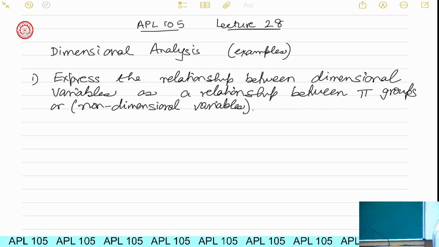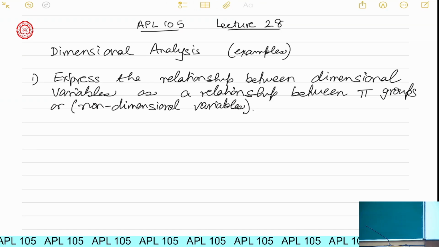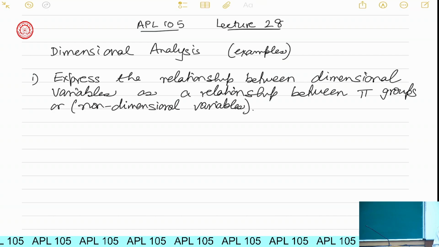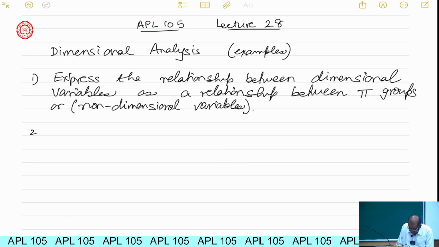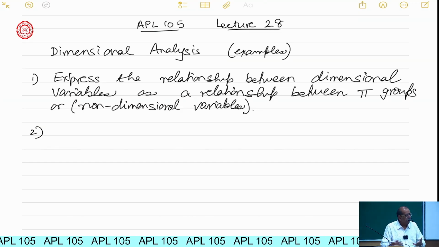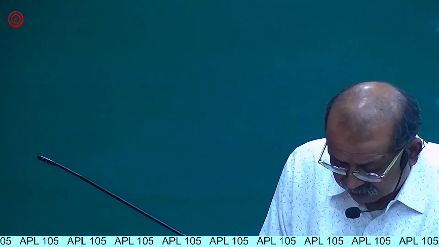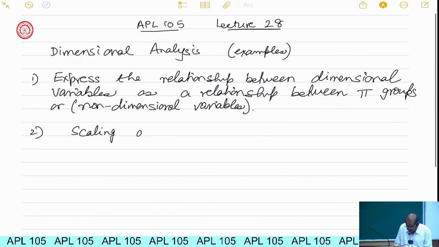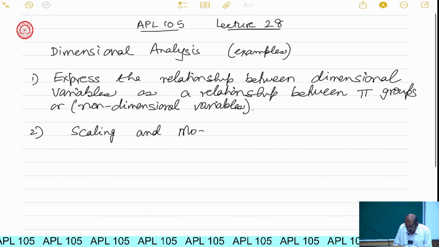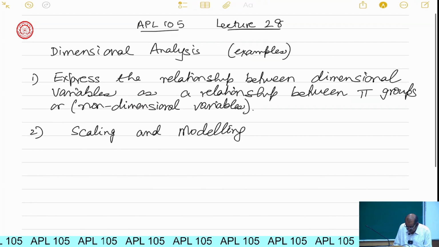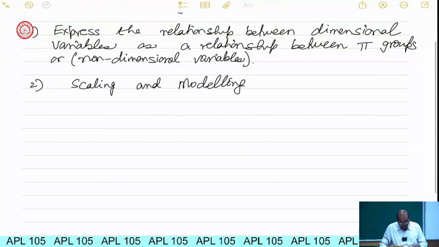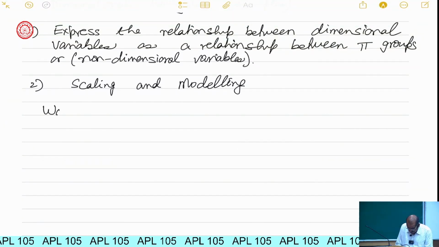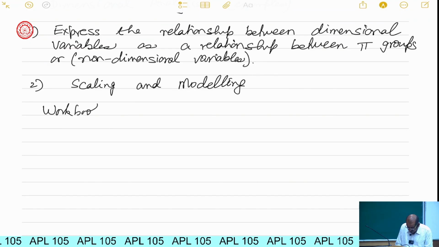And here what you will find is the number of variables will decrease because each group will be a pi number. And the second thing which would come, which could either be part B of this problem or an independent problem, is where you may have to do scaling and modeling. So let's look at the workbook.